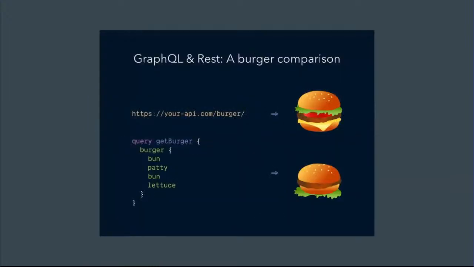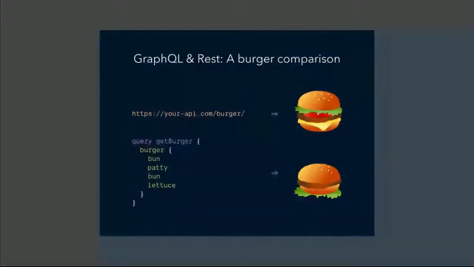Now, for people who don't know what GraphQL is, or what the comparison is, people who know might have already seen this image, and this is a very nice representation of what GraphQL is for, according to me. So, a burger comparison. As I said, the whole theme for today is about food.